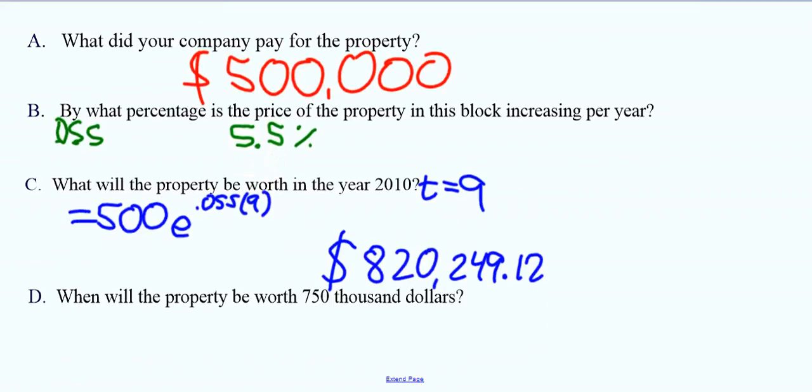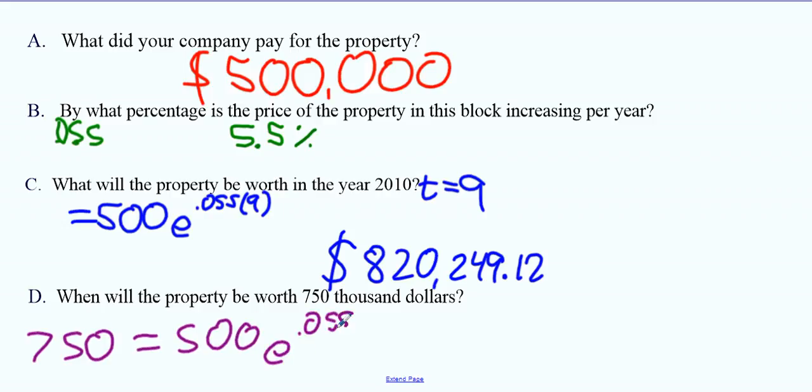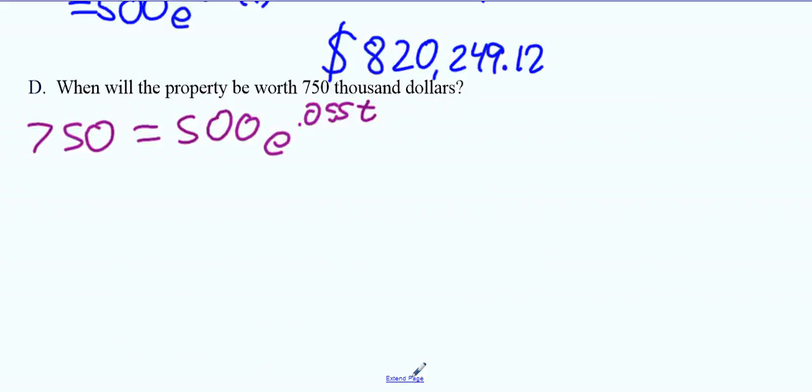To figure out when it will be worth $750,000, you just set the whole equation equal to 750 and solve for t. So to solve this, you first divide by 500, trying to get the e by itself. I would reduce before you move on, so that's 750 over 500, which is 1.5.